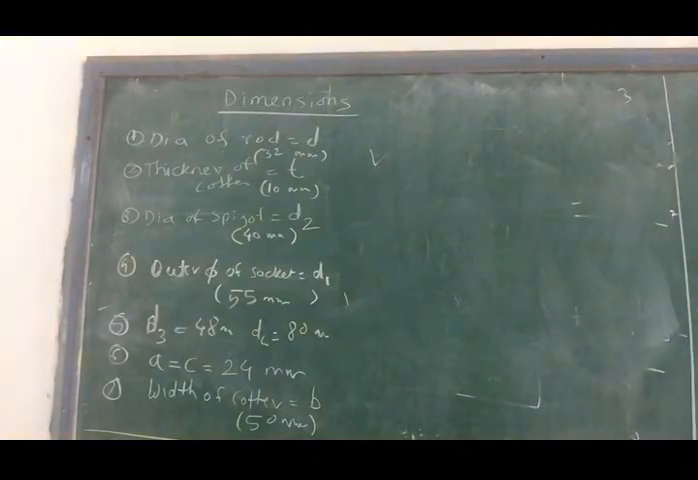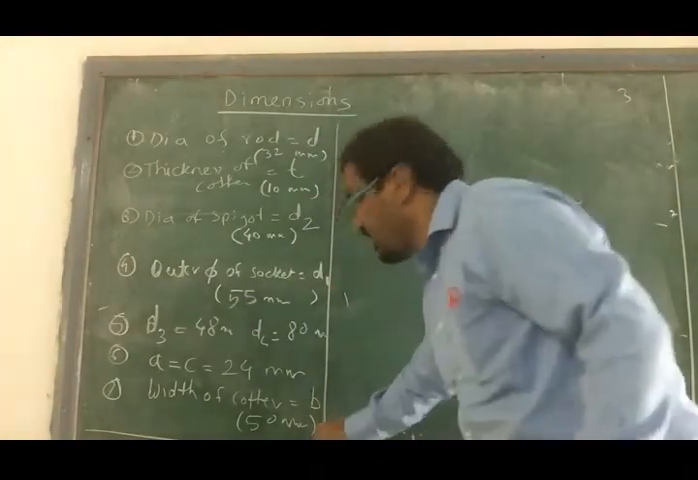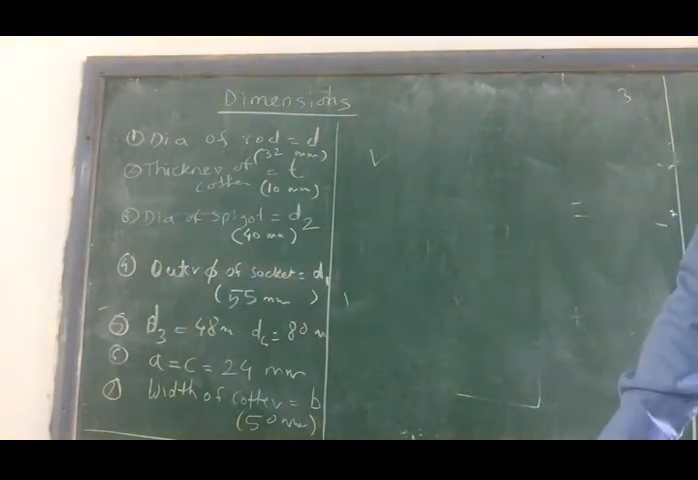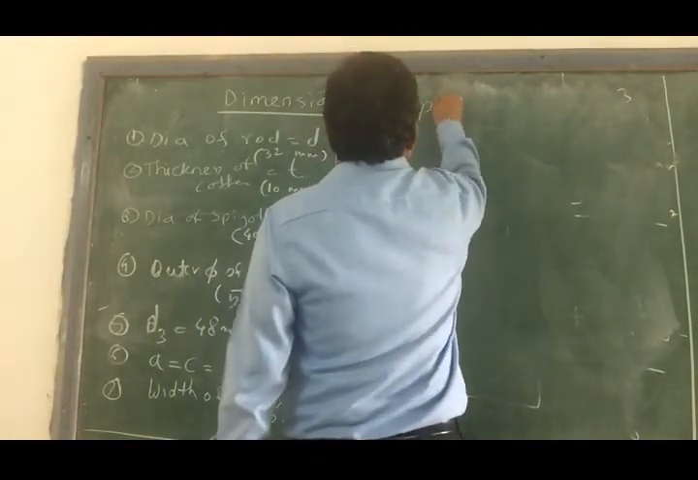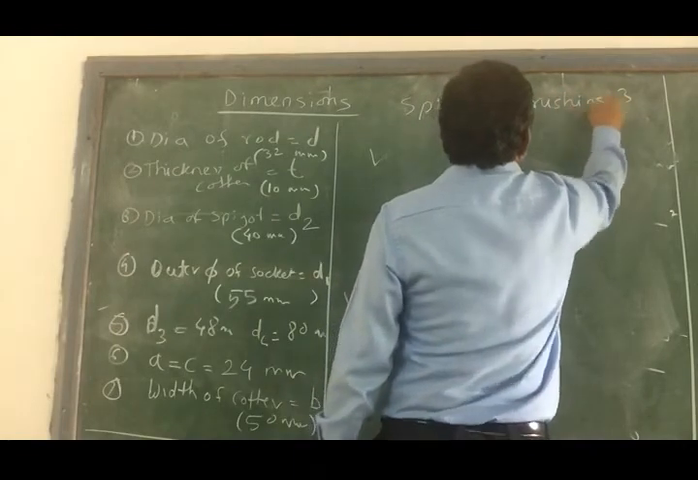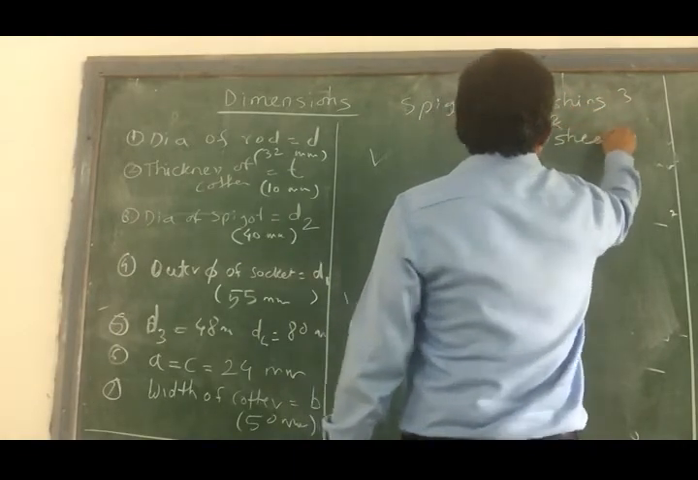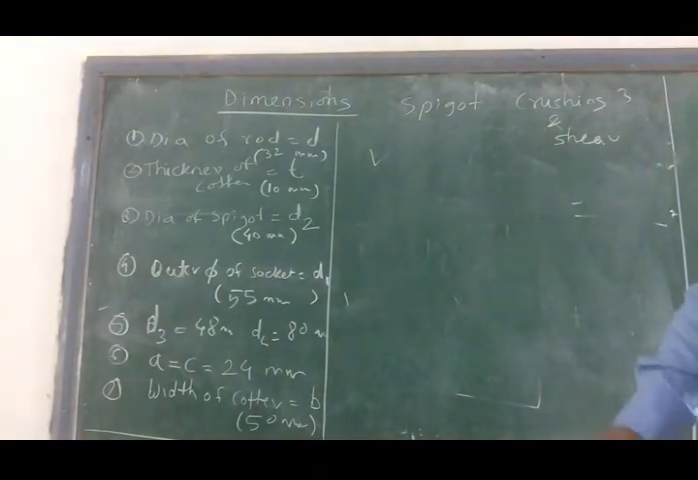Right. So now what we'll do, we'll simply say whether it will fail in the crushing and shear of the spigot or not. Okay. Now dimensions are there. Now we have to simply say whether it will fail in the different criteria. First is the crushing and shear failure of the spigot. Okay. Spigot, crushing and shear. Now with whatever dimensions we have got, we have to find out whether it will fail or not in a different criteria.